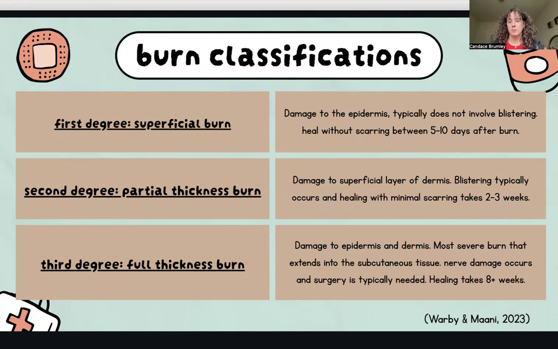These are the burn classifications. There are first degree burns, second degree burns, and third degree burns. The third degree burns are typically the ones that you will see in an acute care, intensive care burn unit.